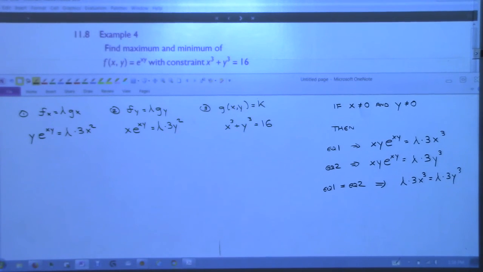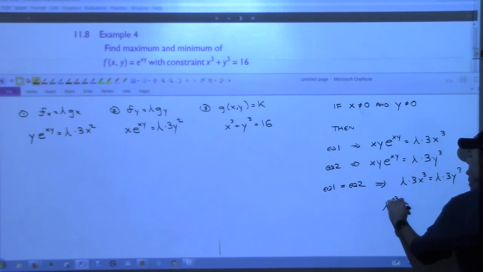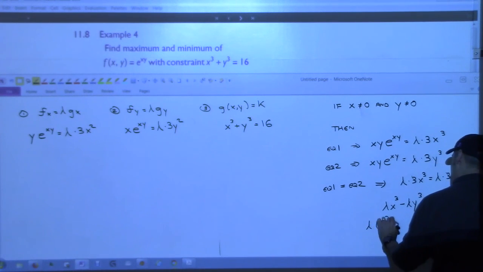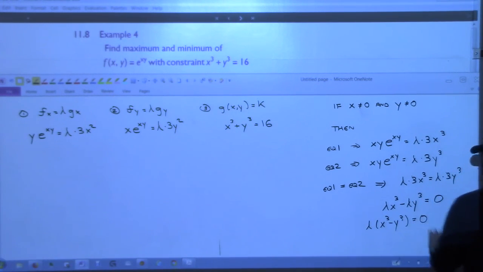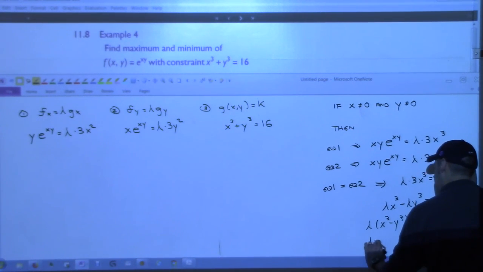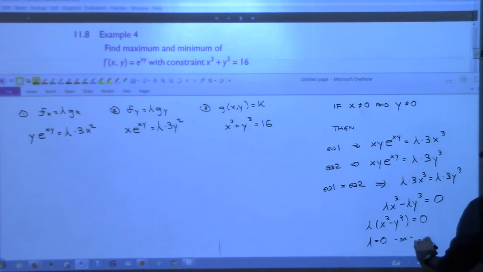You could start by taking everything to one side. Can I kill the 3's? Can I just divide both sides by 3 right now? Let's get rid of that. And then I move everything to one side. Lambda x cubed minus lambda y cubed must equal 0. And I can factor a lambda out. That gives me lambda times (x cubed minus y cubed) equals 0. So either lambda is equal to 0 or x cubed minus y cubed is equal to 0.